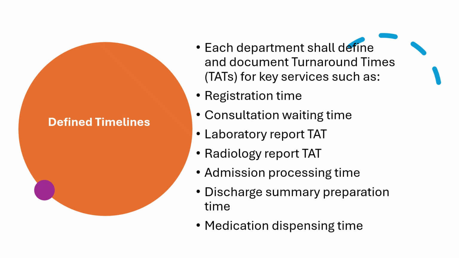Right. So the timeline you should define, each department shall define and document the turnaround times, such as the registration time. What is the registration time? So 5 minutes you have defined in your policy. Then consultation waiting time should be defined in the policy. Okay, 5 to 10 minutes or 15 minutes. That should be communicated to the patient. Laboratory report time should be defined. Radiology report time should be defined. Admission processing time should be defined. Discharge summary preparation time should be defined. Medication dispensing time should be defined. So these are the timings you should define, and you should put in your policy.